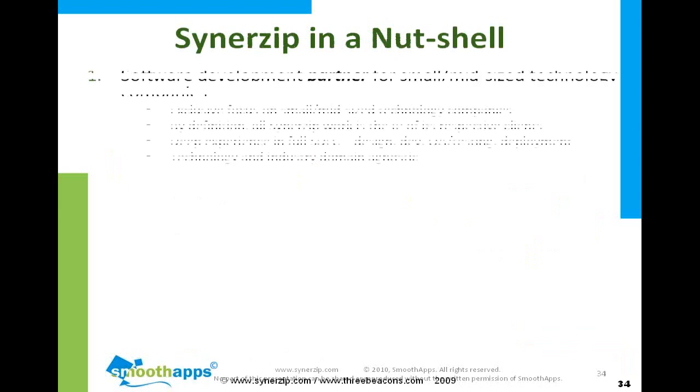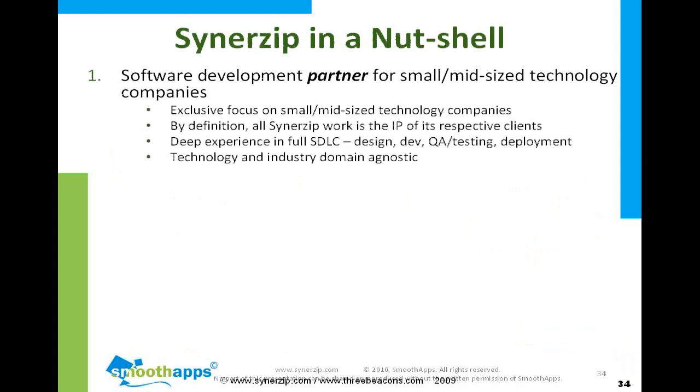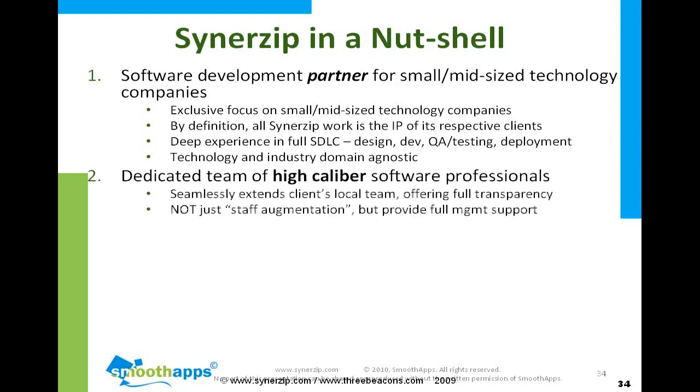Sinnership is a software development partner for small to mid-sized companies. We typically focus on venture portfolio type companies who are going through expansion stage and needing to expand their engineering team, and we work in a partnership model to help them do what they need to do. For each client, we put together a dedicated high caliber team of software and QA professionals, and we are much more than what you would think of as a staff org kind of model. We are much more of a partner who extends a client's engineering team to do high quality software development work.